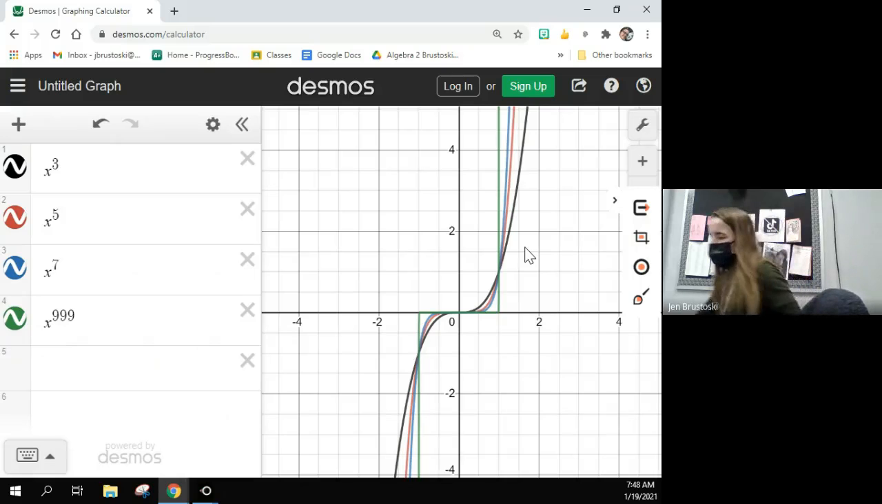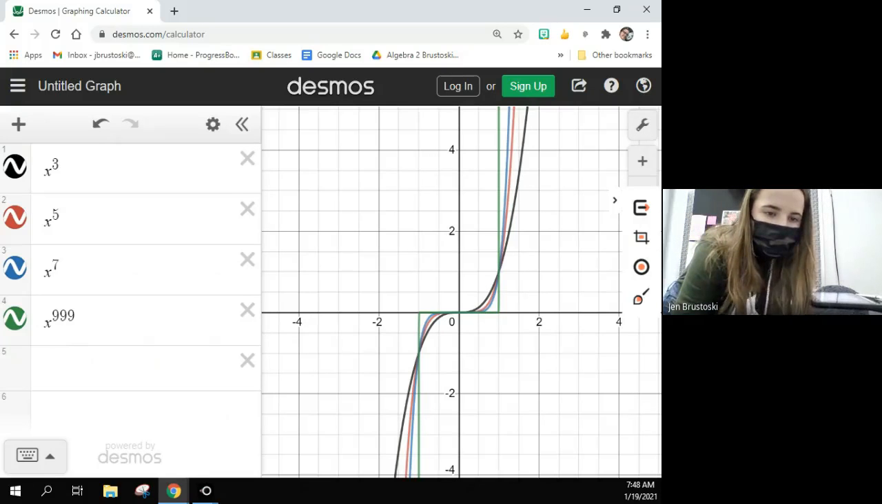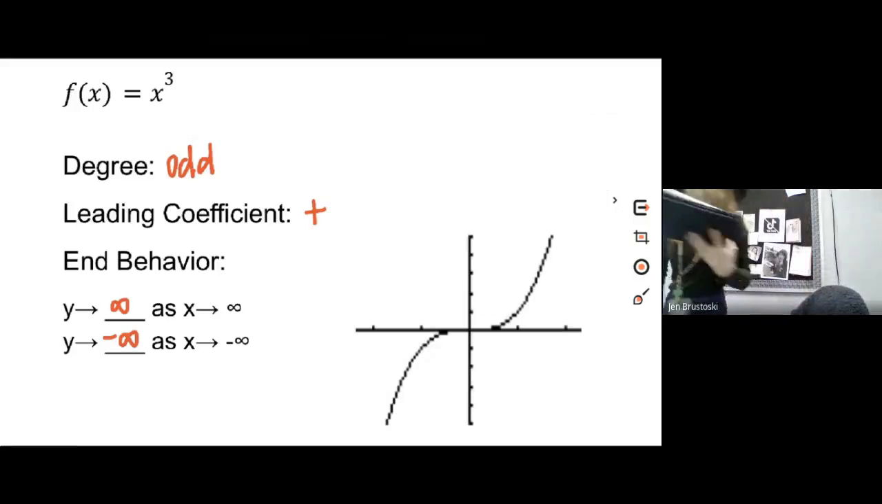So as you can see, all of these, even the x to the ninth, get really sharp there. But they all are going, on the left, to negative infinity, and to the right, to positive infinity. So they're going up and up and up forever and ever. Okay. And on our graphs here, it looks like they kind of stop someplace. Remember, they're going on forever.